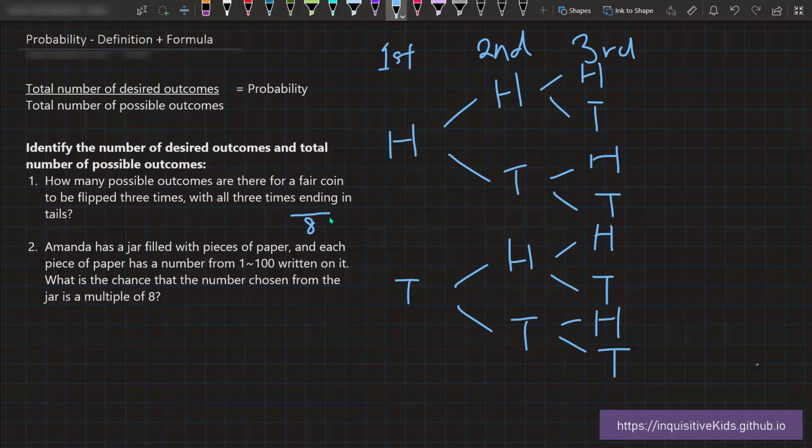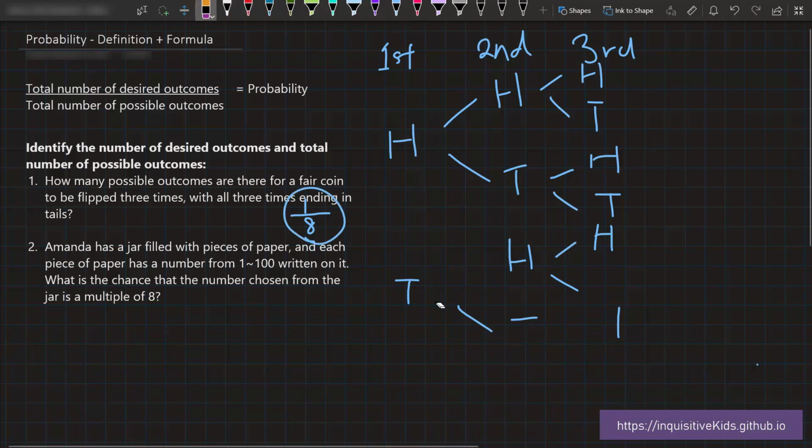But how many desired outcomes are there? Remember, what we are looking for here is all 3 times ending in tails. So let's go over each of these outcomes and see which ones have all 3 ending in tails. Well, we have HHH, that does not work. HHT, HTH, HTT, THH, THT, TTH, and TTT. So as you can see, there is only one outcome that has all of these flips ending in tails. So our numerator would be 1, since there is only one desired outcome possible. So our probability for this would be 1/8.